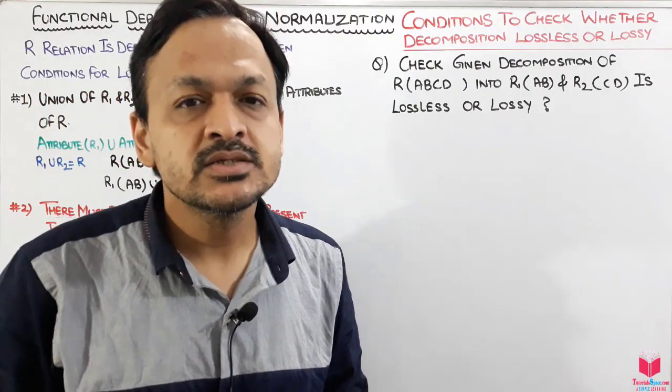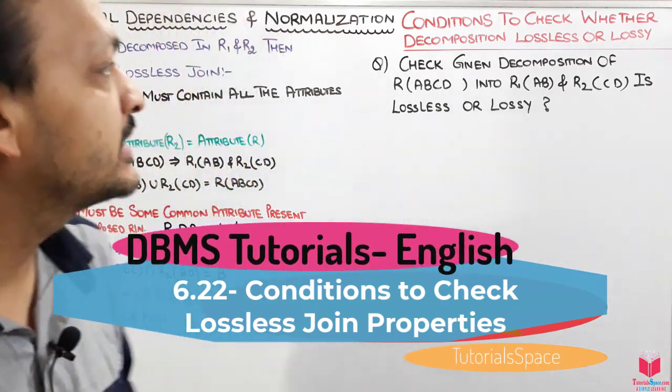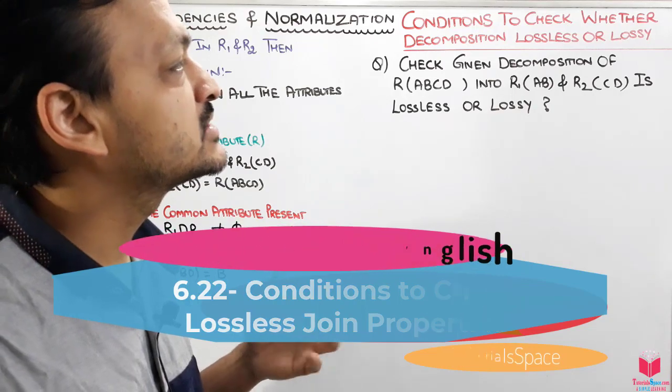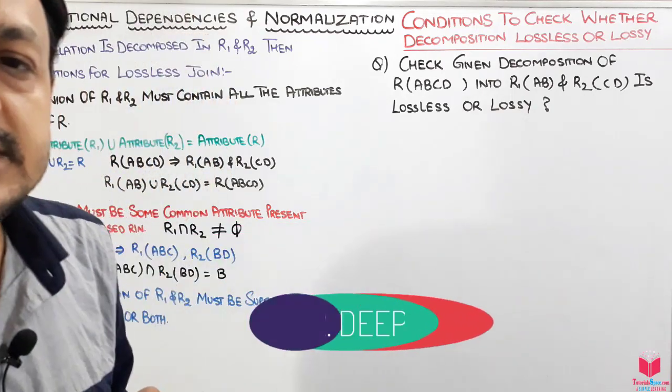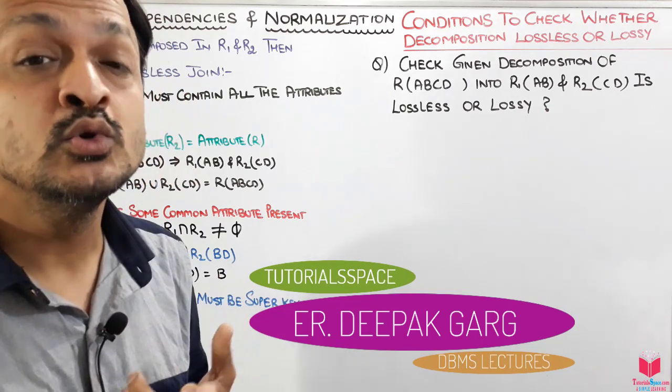Hello guys, today we will discuss functional dependency and normalization. Our topic is conditions to check whether decomposition is lossless or lossy. In the previous section, we have already discussed what is the lossless join and lossy join.